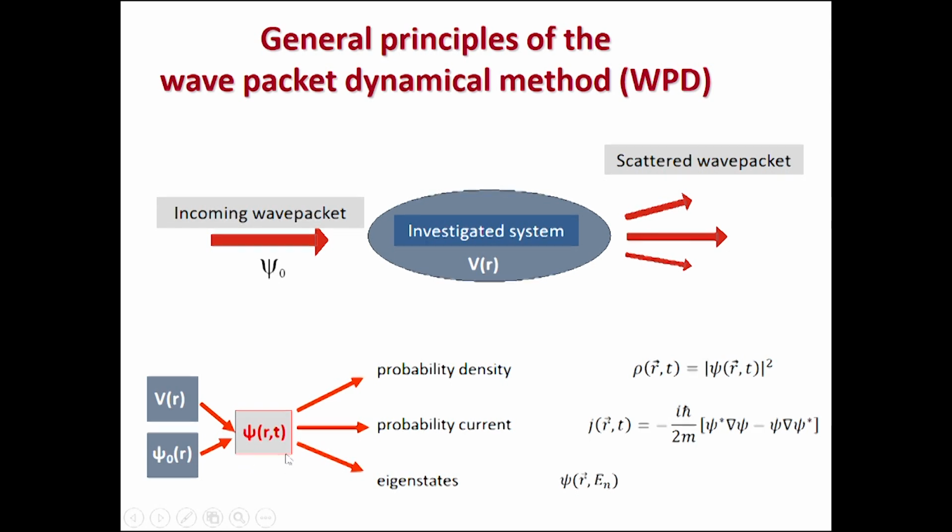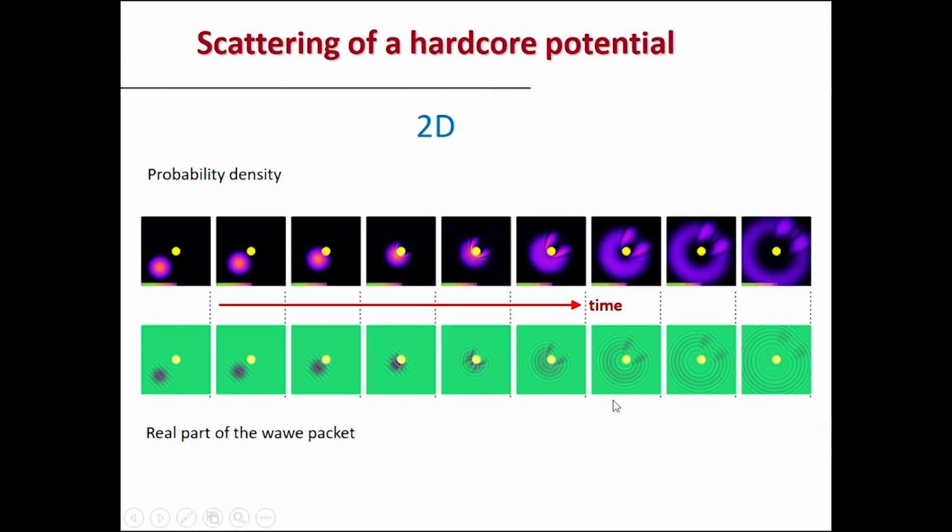And the method calculates the time-dependent wave function, and from this we can calculate all kinds of observables, for example the probability density, the probability current, and the eigenstates. This is a simple example in two dimensions, scattering on a hardcore potential. So we have an initial wave packet, and this is scattered. The time is going like this. It is scattered in a spherical function, which in two dimensions is a circle. And this is the real part of the wave packet.